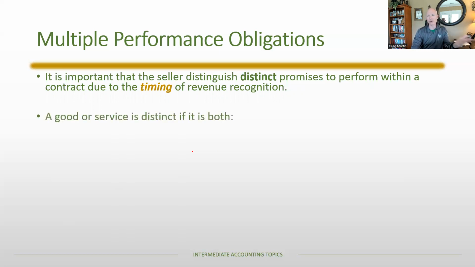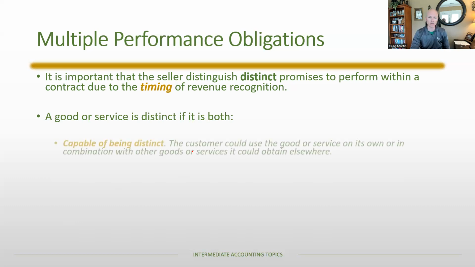And so how do I know if they're distinct? A lot of companies would prefer distinct performance obligations because, again, it allows them to accelerate revenue recognition. So it has to meet both of the criteria. First of all, it has to be capable of being distinct.